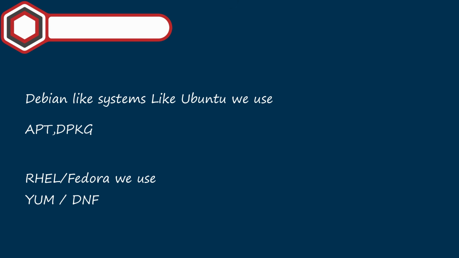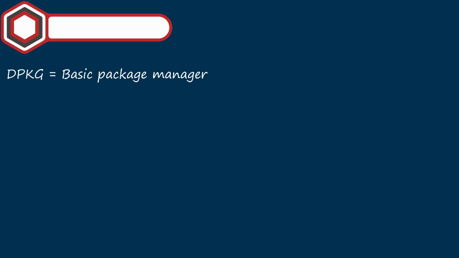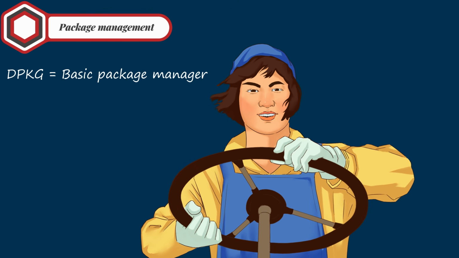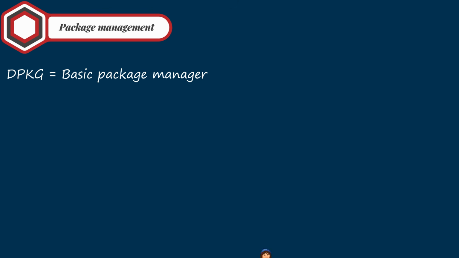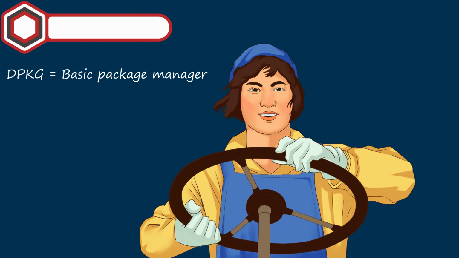Now, in Debian-like distributions, we have apt and also dpkg. The biggest difference is that dpkg is like the driver that knows how to physically move the cargo from point A to point B. That's it, nothing else. It just does the actual mechanical work of installing software on the system.